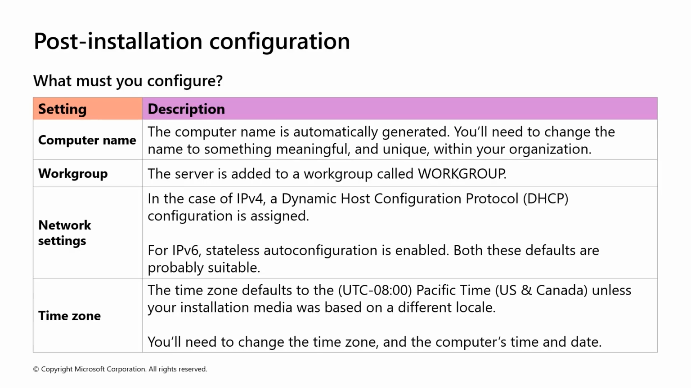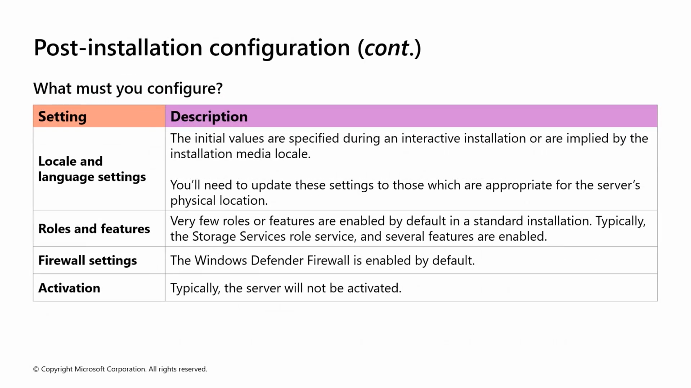After installing Windows Server, you need to configure several key settings: computer name, workgroup, network settings, and time zone. These steps ensure your server is properly identified, connected, and synchronized with your environment. Continue configuring your server with locale and language settings, roles and features, firewall settings, and activation. Completing these steps helps secure a server and prepares it for production workloads.